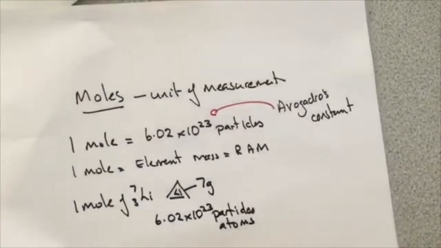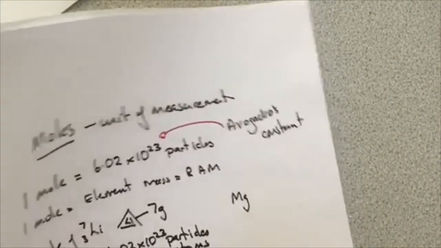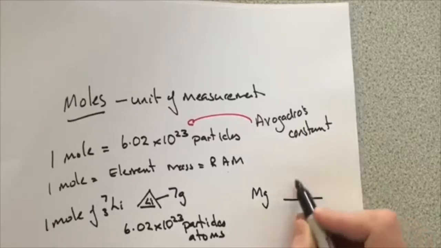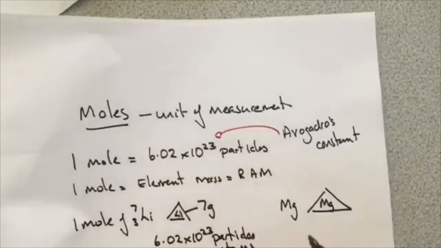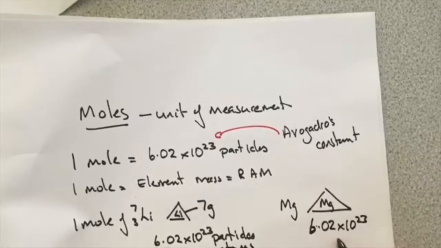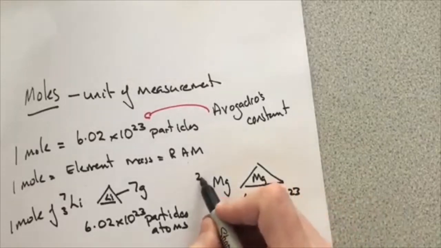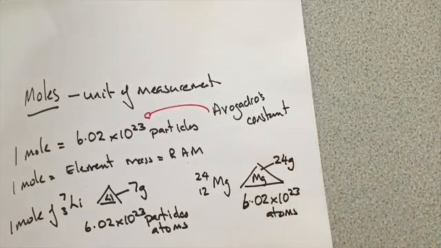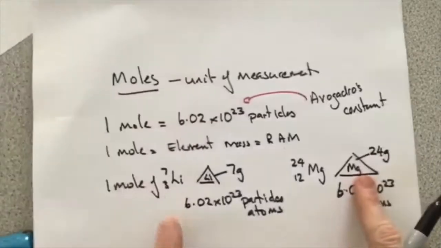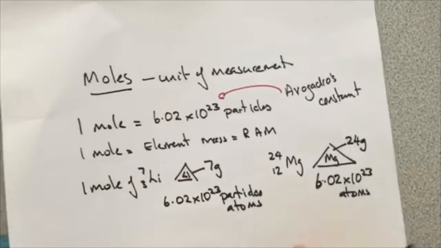If we had a look at another example, let's pick on magnesium. If I've got 1 mole of magnesium, then there's my magnesium. I know it contains 6.02 times 10 to the 23 atoms. And I know from looking at the periodic table, this is 24, 12. So this has a mass of 24 grams. And again, it is 1 mole. So 1 mole of lithium has a mass of 7 grams. 1 mole of magnesium has a mass of 24 grams. You can use this to scale things up.